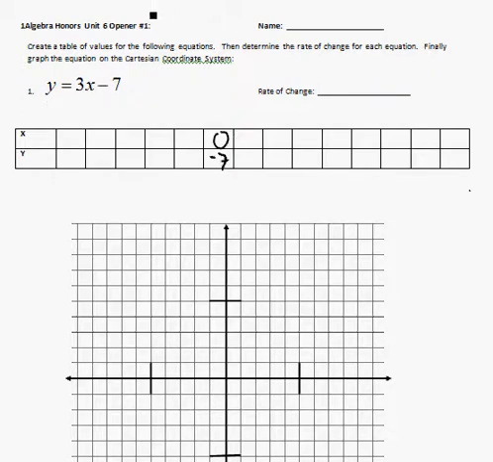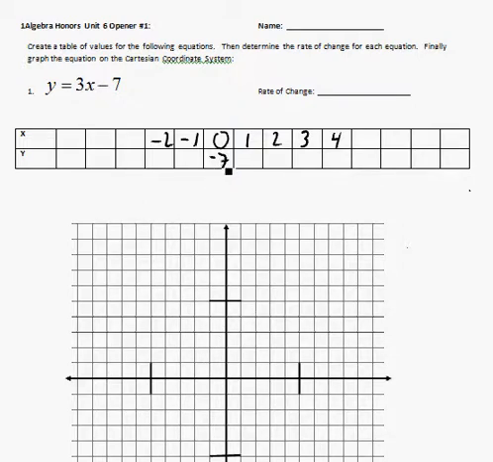And we can choose any inputs that we want, but I'm going to choose a few positive x's, and I'll even choose a few negative x's. The reason I want to do this is so that when I graph this equation, I get an idea of what the whole graph looks like. If I were to only choose positive x's, I might not really see the entire shape of the graph.